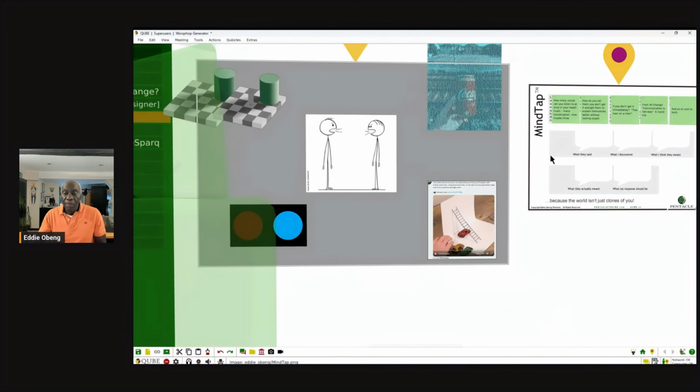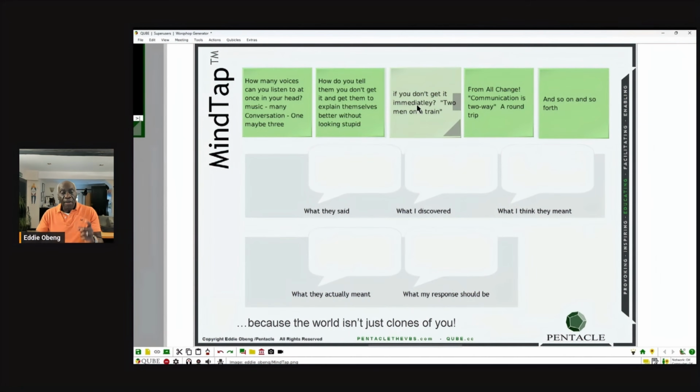So that's why we invented MindTap. MindTap helps you work through 5 things which people struggle through.